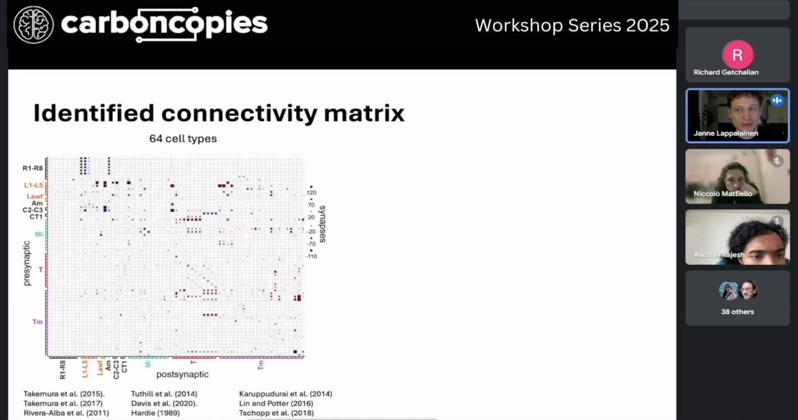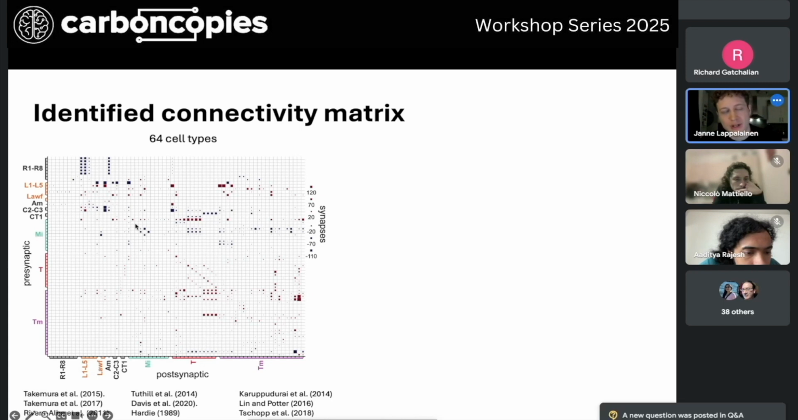And this is the cell type connectivity matrix, where we represent the total synapse count from one cell type onto another cell type. And then the red squares are excitatory connections, and the blue squares are inhibitory connections. So as in Philip's work, we have access to presynaptic neurotransmitter information and postsynaptic receptor type.